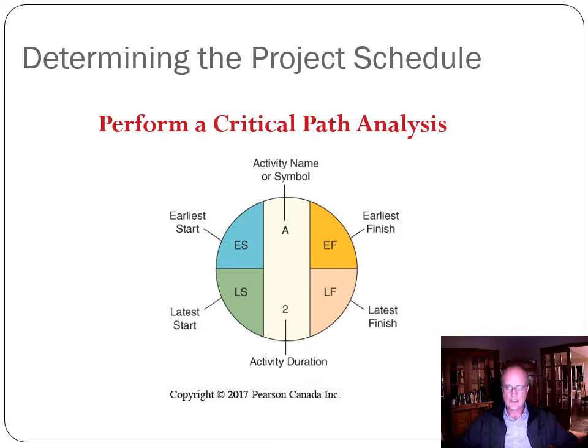So traditionally, sometimes you'll see this as a square. I usually draw it as a circle. You have this circle, which is the activity node. In the middle here, we have the activity name or symbol. Down here, we have the duration. Then usually in the upper left, we have the earliest start time. In the upper right, we have the earliest finish. The lower left, we have the latest start. And the lower right, we have the latest finish. So that just becomes the context for the information as we are drawing the network.